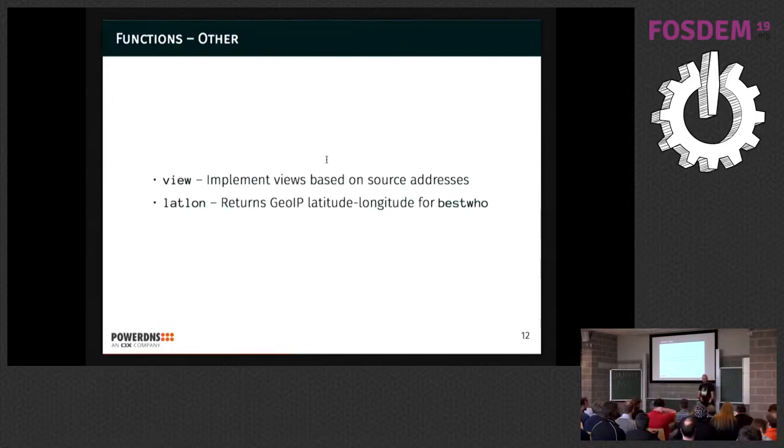There are some other functions. There is view, which I found to be pretty powerful because you can implement views based on the source address, as BIND can do in the configuration. However, you now have it in your zone, so you can just distribute this out to your slaves. And you have latlong. This returns the GeoIP latitude and longitude if we have it.